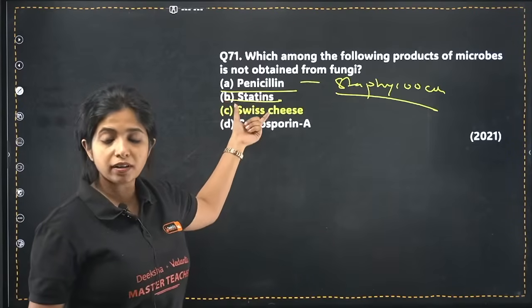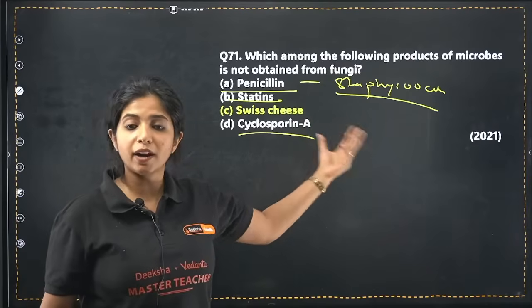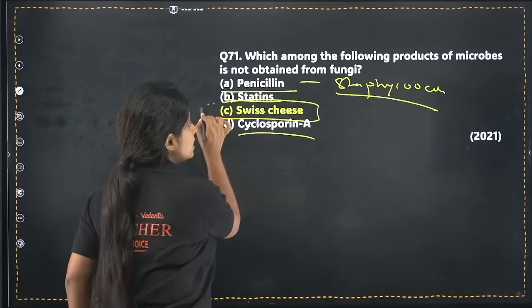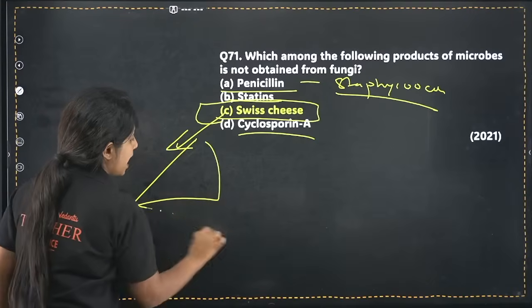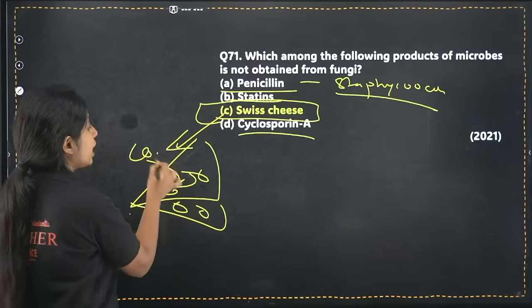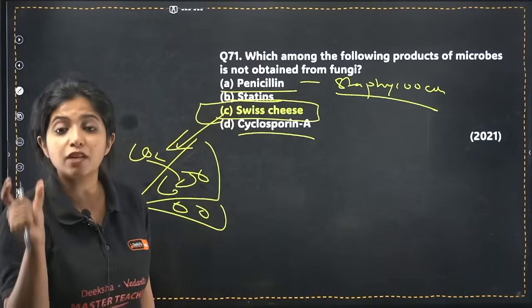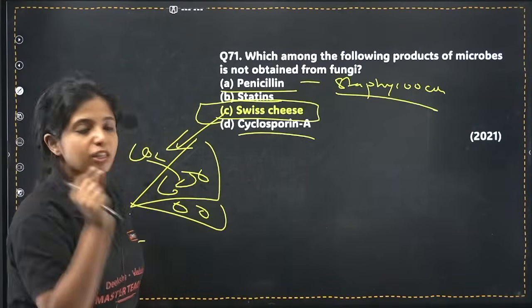Now statin, I told you it's from the fungus, that is Monascus purpureus. Cyclosporin A, again from the fungus, that is Trichoderma polysporum. What about Swiss cheese? Swiss cheese is produced with the help of a bacteria, Propionibacterium shermanii. It produces CO2, that is why the holes form. Propionibacterium shermanii for Swiss cheese, S and S.